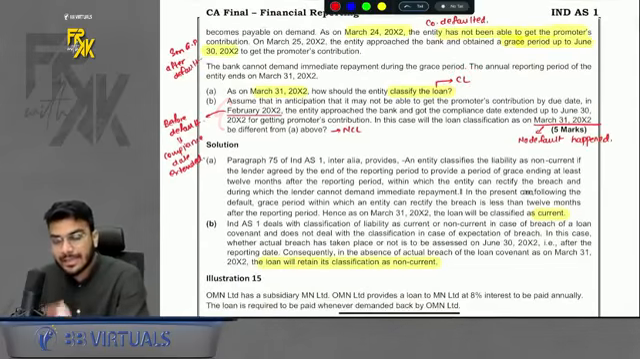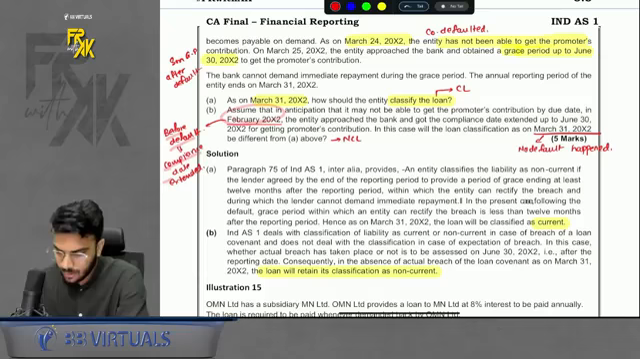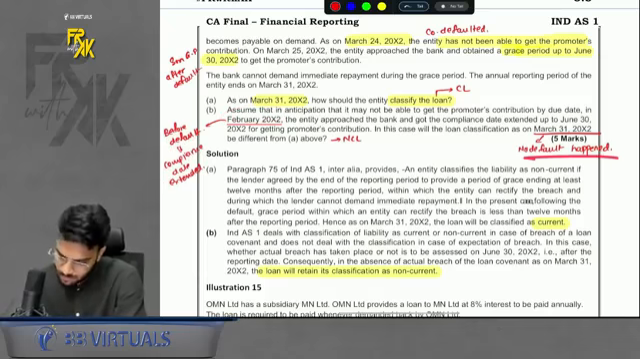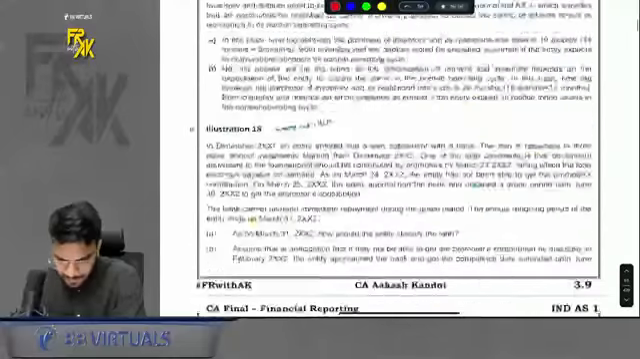Second case, let's say in anticipation of the default, before default only, they went and got the date extended. Now till year end there is no default. So the loan will be non-current. Already discussed this.